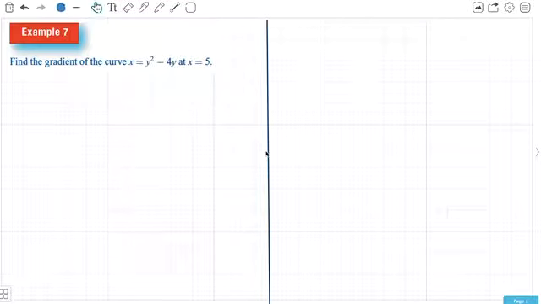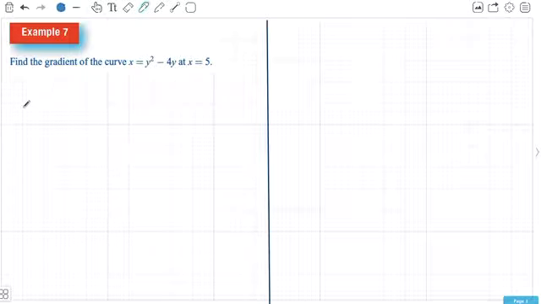The last example in this section is example 7. Find the gradient of the curve x equals y squared minus 4y at x equals 5. This is actually the same question that we just did, but with a different variable that we're looking at, so x instead of y.